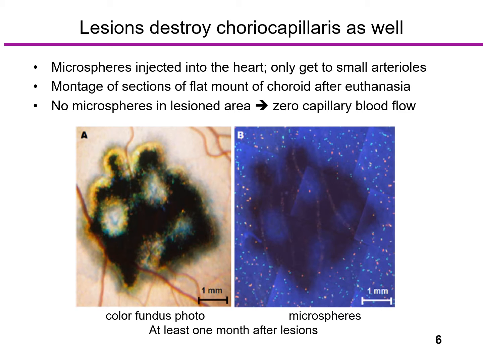On the right is a microsphere measurement where we've injected microspheres into the heart. They've impacted in the choroidal circulation. This is a flat mount of the choroid. And you can see that in normal parts of the retina, you have lots of microspheres of two different colors, but in the lesioned area, there are no microspheres at all, meaning that there is no blood flow, no capillary blood flow in this region.